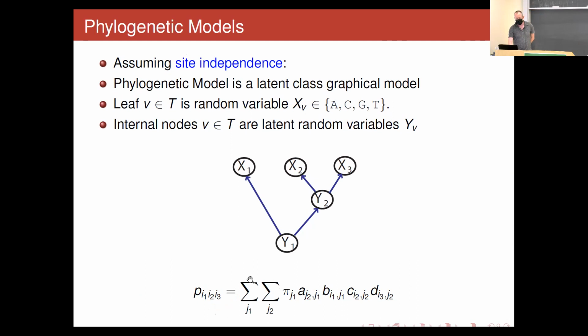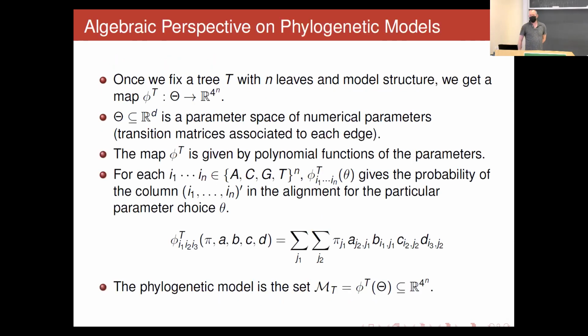So I have an indeterminate P sub I1, I2, I3. The I1, the I2, and the I3 can each be one of 4 possible states. So I get 64 different probabilities. Each one of them is really a polynomial of degree 5 with 16 terms in these variables over here, which are the parameters of the model. Okay, so let me elaborate on that a little bit.